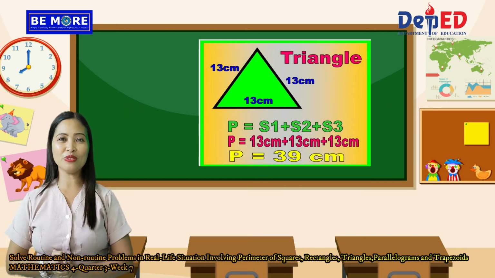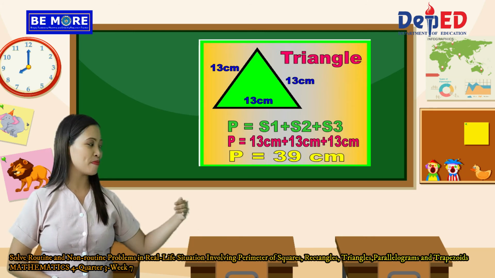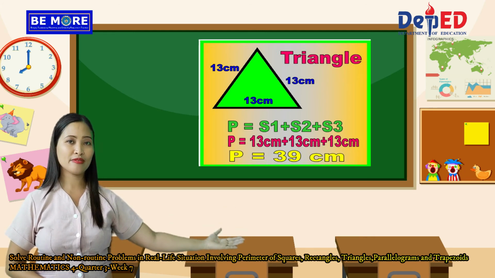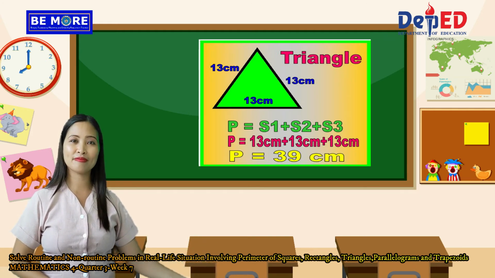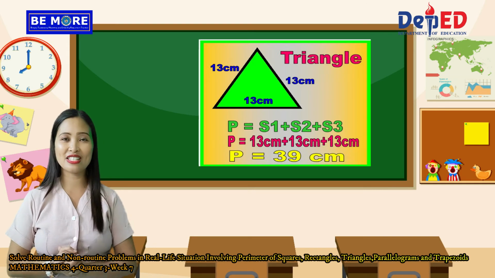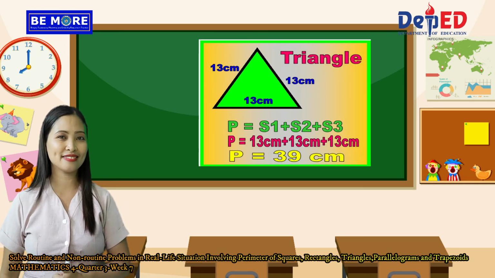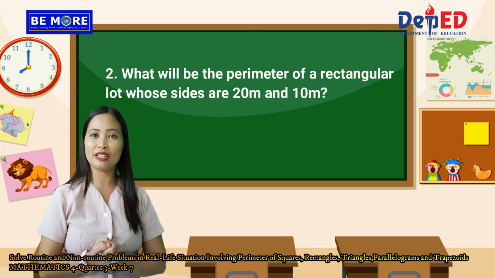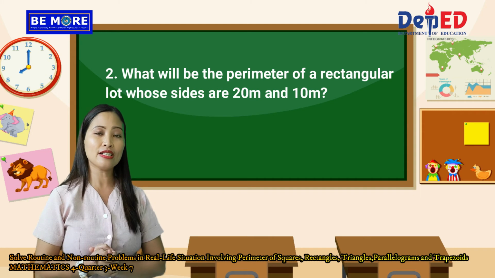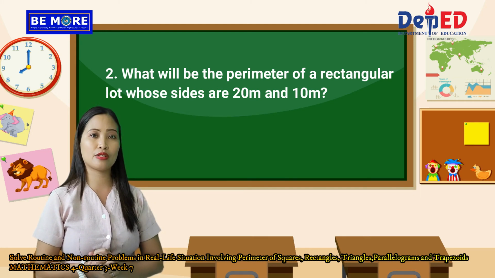Perimeter is equal to 13 centimeters plus 13 centimeters plus 13 centimeters is equal to 39 centimeters. Did you get the correct answer? Very good. What will be the perimeter of a rectangular lot whose sides are 20 meters and 10 meters?